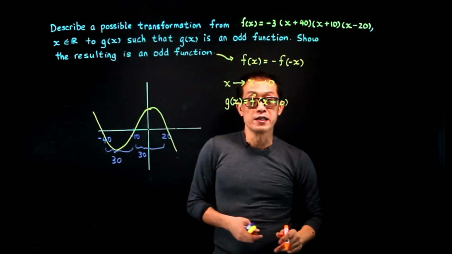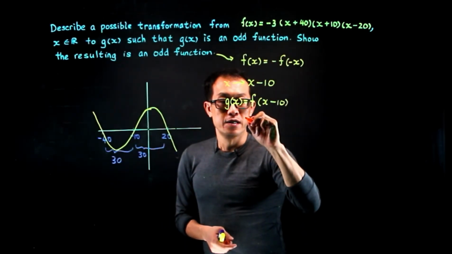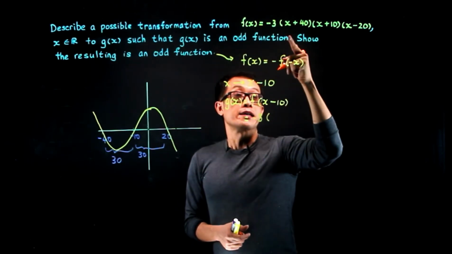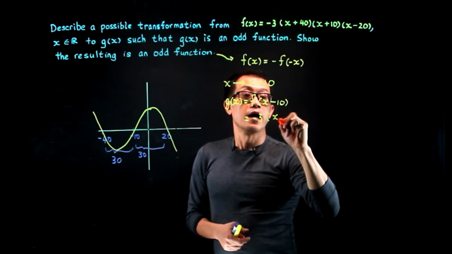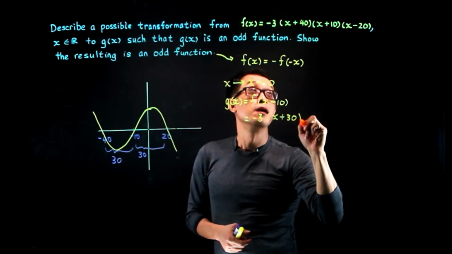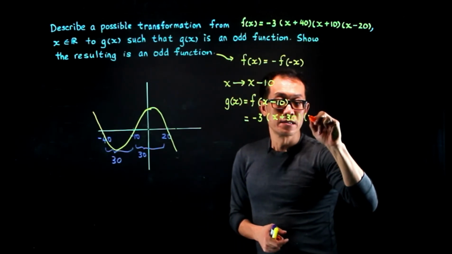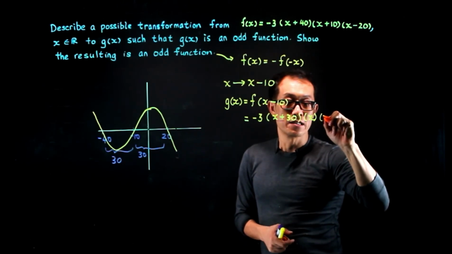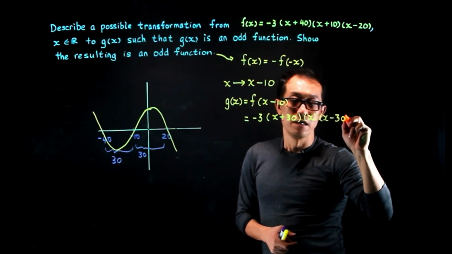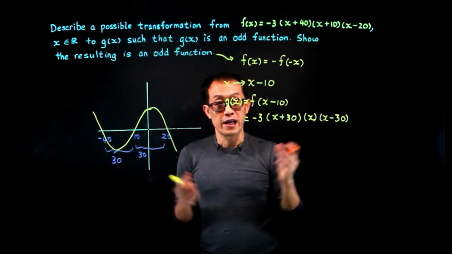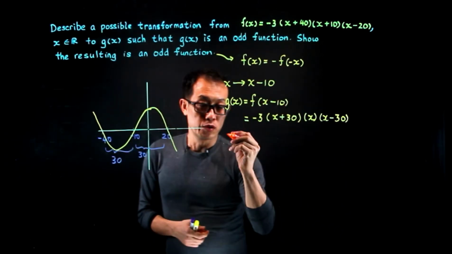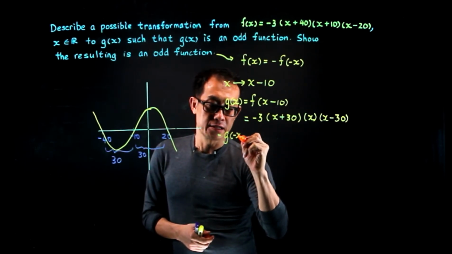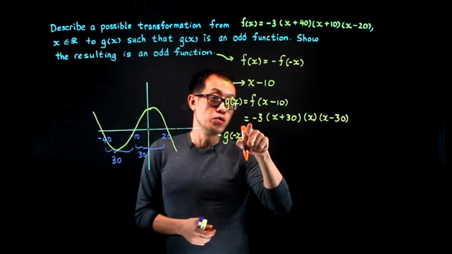Let's put x minus 10 into the given equation, and that becomes minus 3 times x minus 10, so it becomes x plus 30. Now here will become x. Here will become x minus 30. All right, so this is g of x. Now let's test that out. Now let's put minus g of minus x. See whether this will be equals to this.